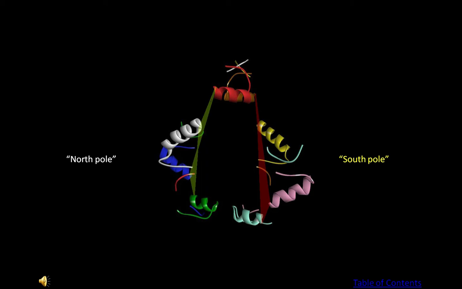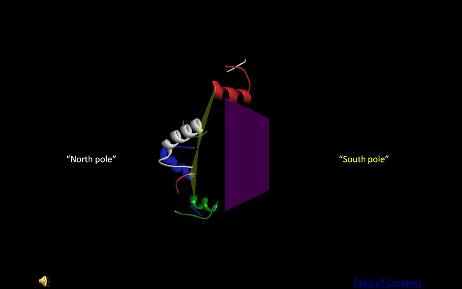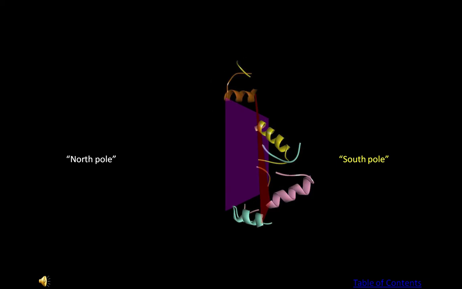Can we not therefore define an equatorial plane, dividing the octamer into the tetrameric equivalent of 2 hemispheres, the ABCD tetramer at the north and the EFGH tetramer at the south? Here is just such a plane. To the north of this purple plane, i.e. the left in this view, is the ABCD tetramer, and to the south at the right is the EFGH tetramer.